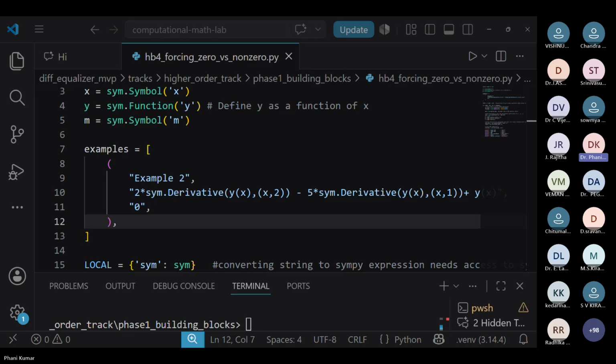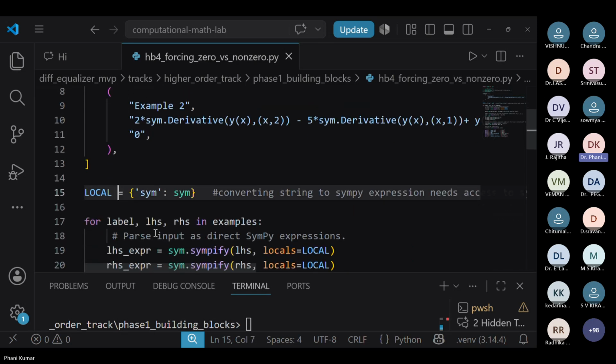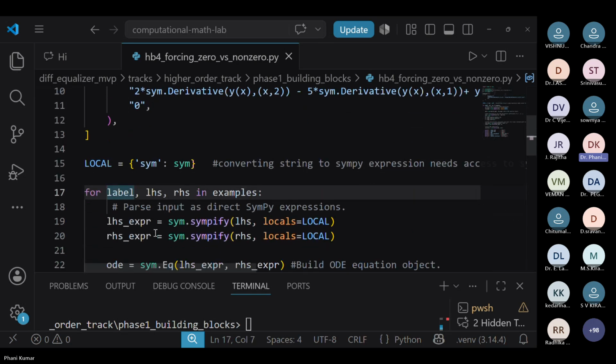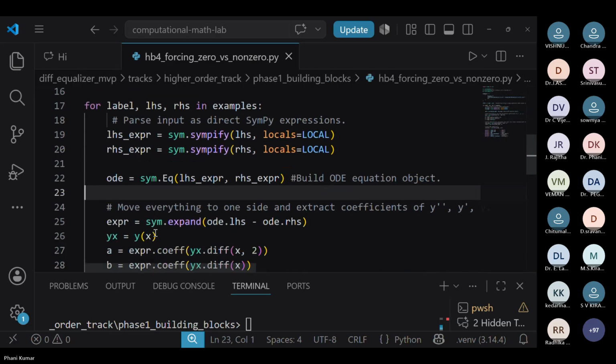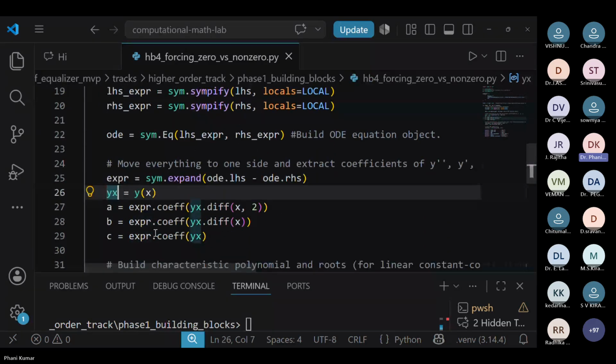Right. So, this is the first one. And then again, we already defined that local. So, up to this part, sir, up to ODE, for any problem, this is the common structure. And then, this is our main program.